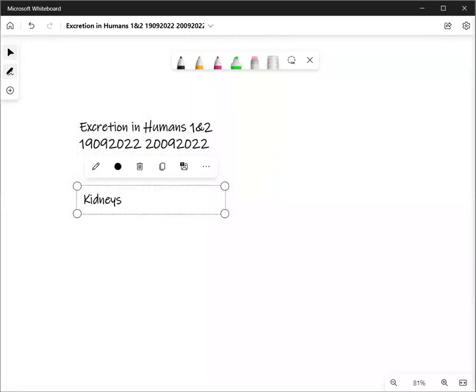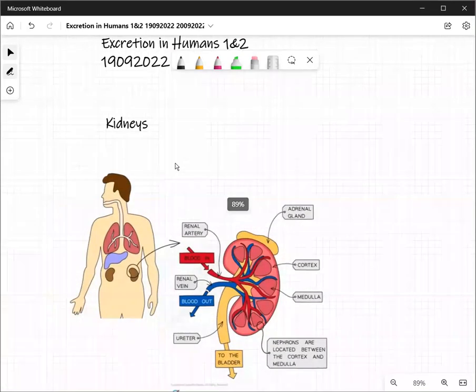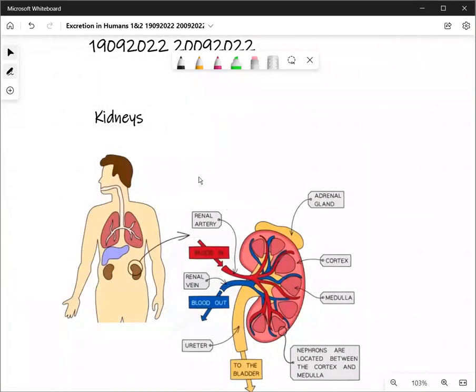Now, what are kidneys? And where are they? We look at a diagram right here. Can you see this? Yes, sir. Now, this is a kidney right here. This is the kidney right here. And this is what the kidney looks like zoomed in.